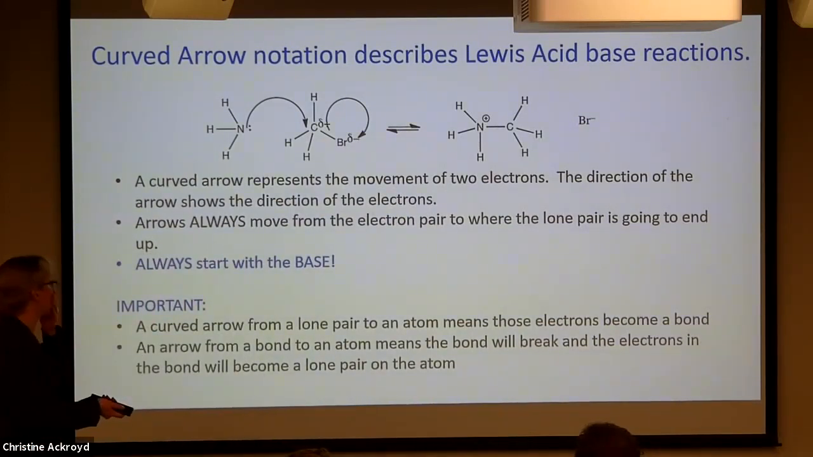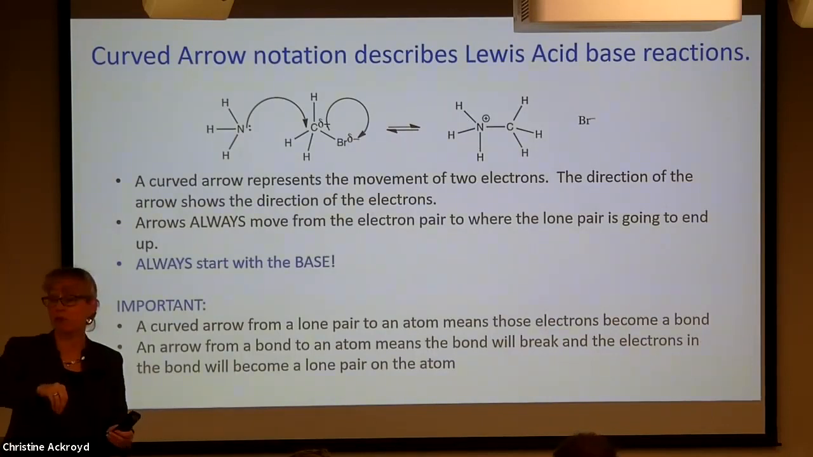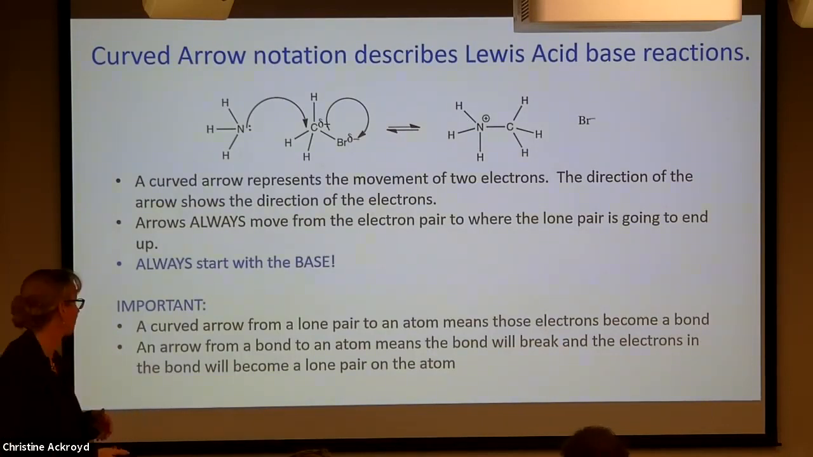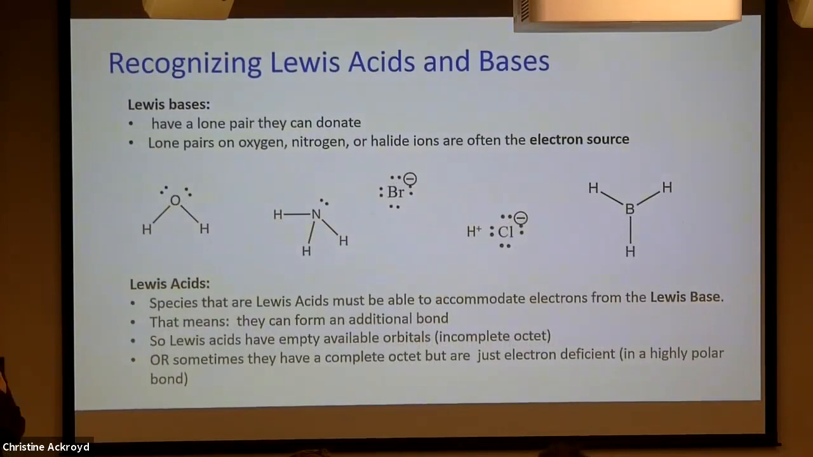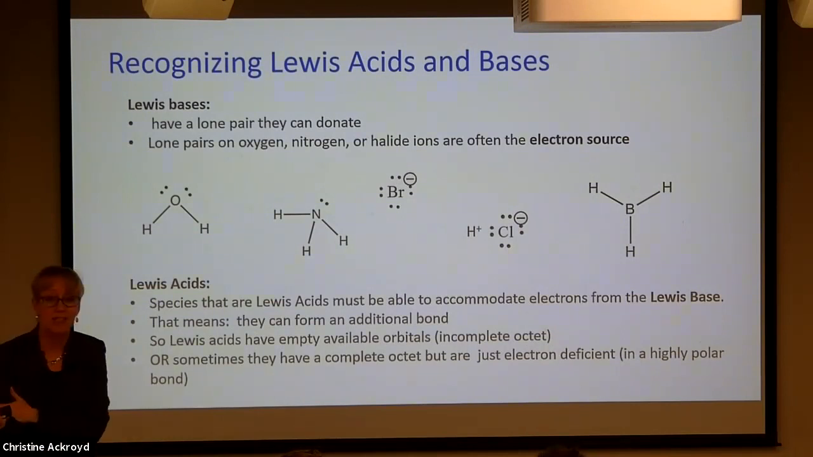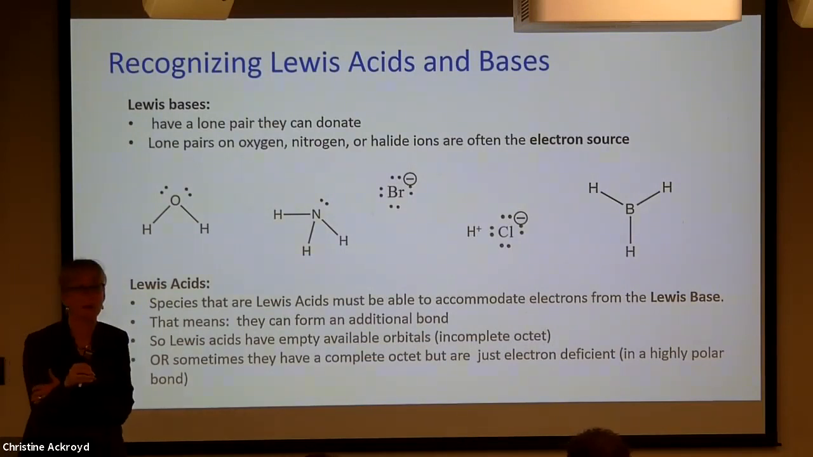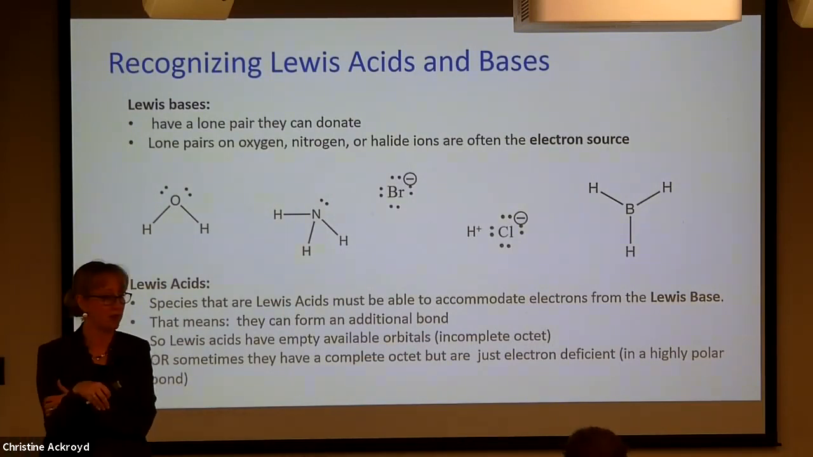Okay. So anytime you see a curved arrow from a lone pair to an atom, that means a bond forms. And when you see a curved arrow starting with a bond and going to an atom, that means that bond breaks and the electrons from the bond become a lone pair on that atom. Okay, how do we recognize a Lewis base? A Lewis base is something that donates a lone pair into a bond, so it just has to have a lone pair. Can we say that every Bronsted-Lowry base is also a Lewis base?